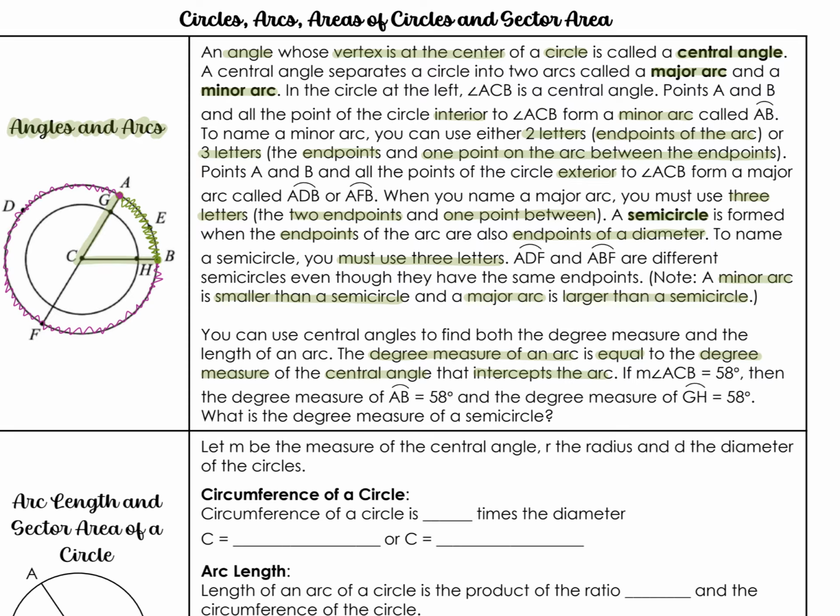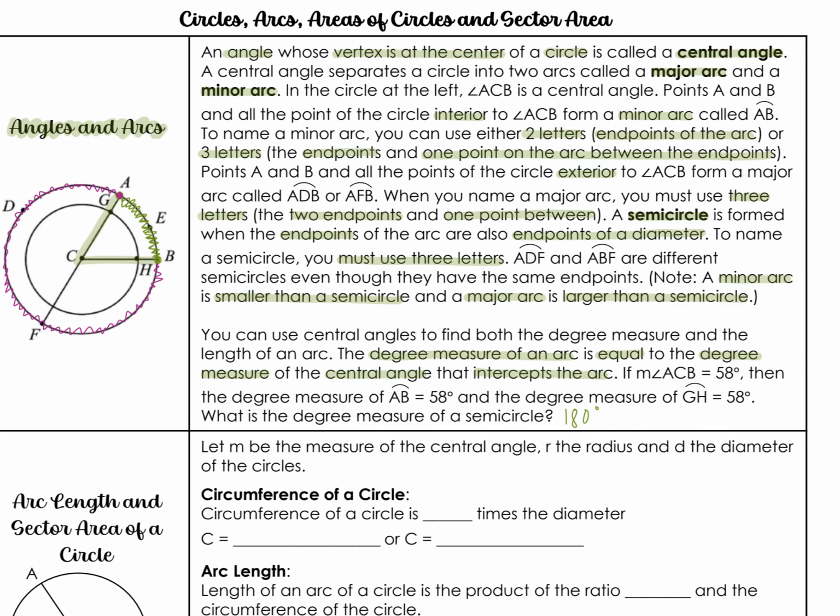They'll be 58 degrees. All right, before we move into this next section, what is the degree measure of a semicircle? Well, half of a circle is a semicircle, and so half of 360 will give you 180 degrees.